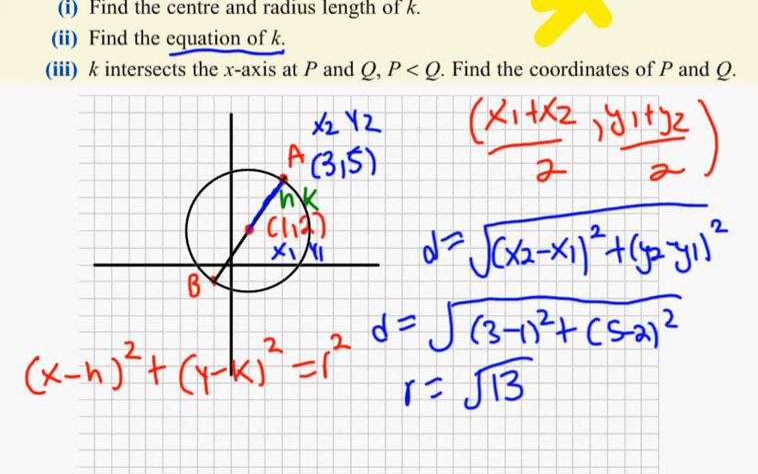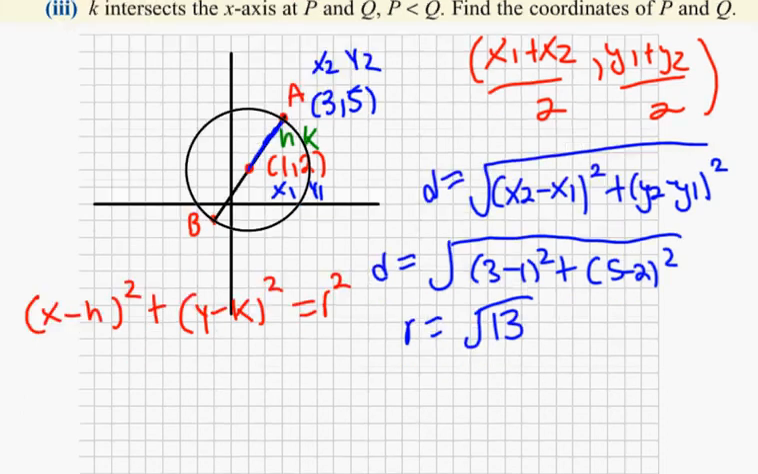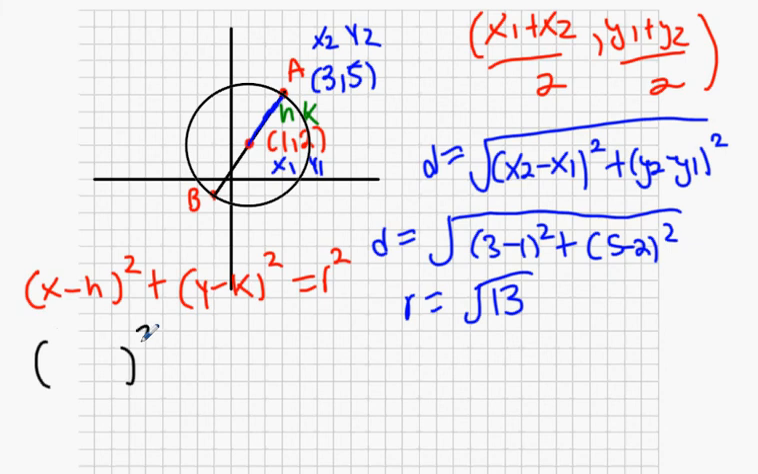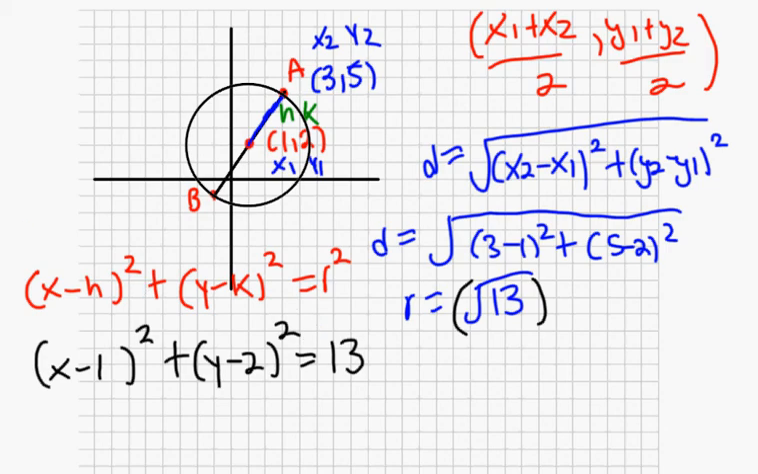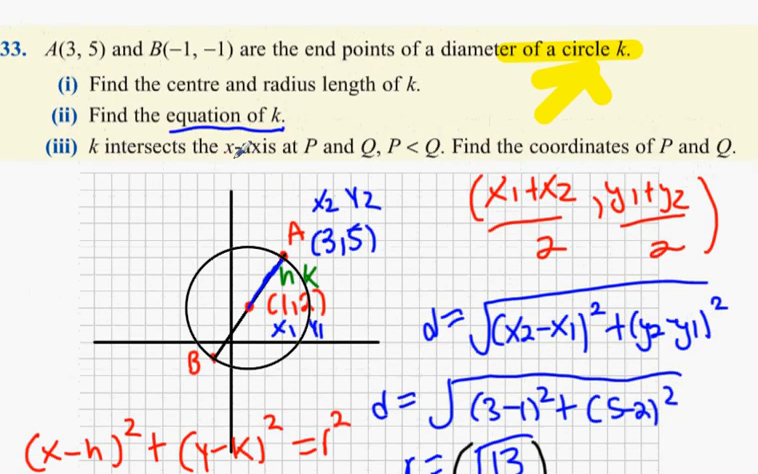Okay? So here's what we're doing next. I think diagrams actually are handy. So what is the h value and the k value? So x minus 1 squared plus y minus 2 squared, and what's the radius squared? 13. Okay. Next thing, we're asked to find where K intersects the x-axis at P.